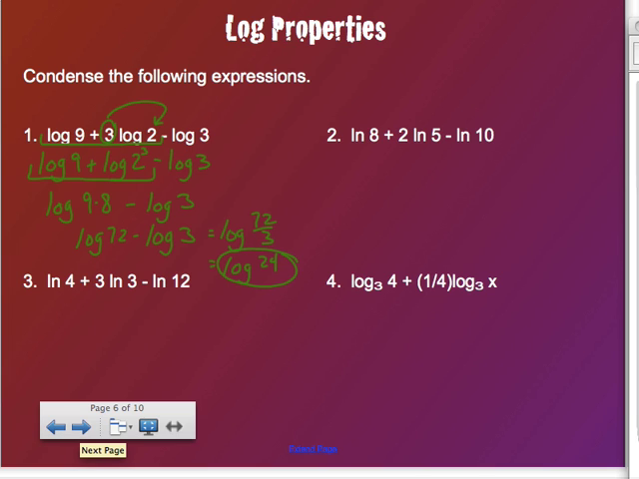Okay, let's try number 2. If I look at number 2, first of all, I'm going to try to put stuff together. I see the 2 right there. I'll put it back on top. So I have natural log of 8 plus the natural log of 5 squared minus the natural log of 10.